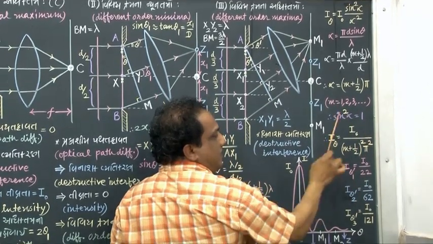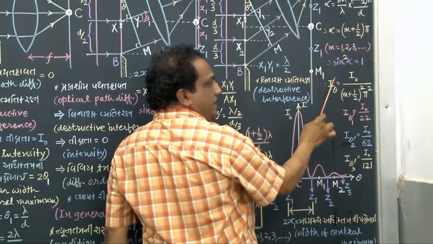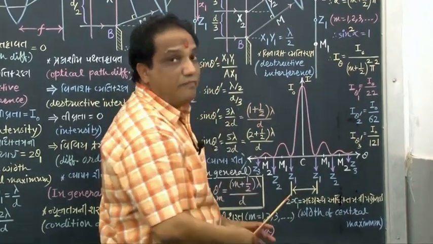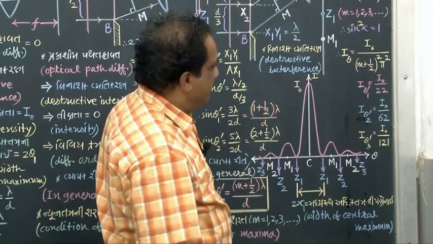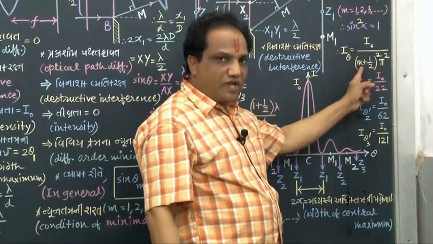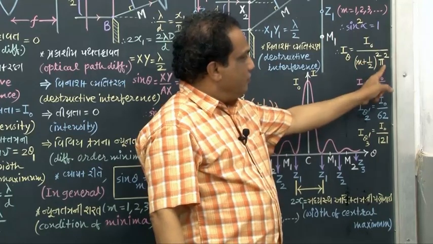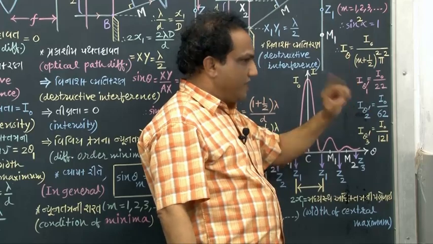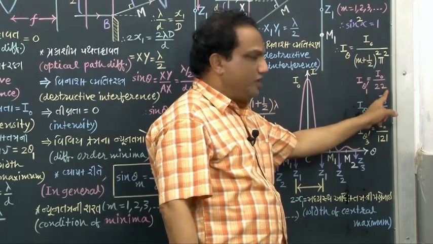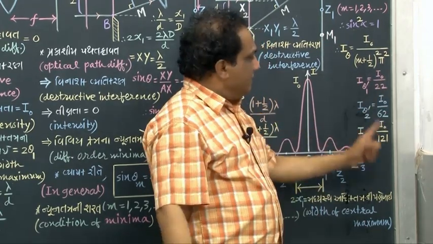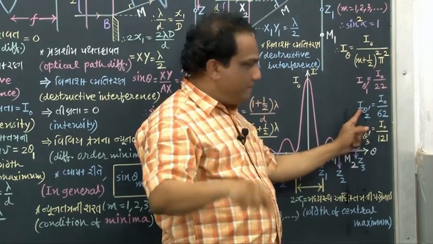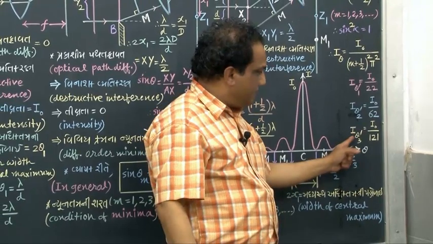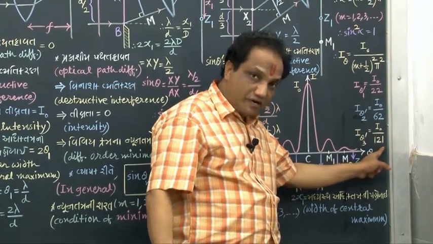Mind well, this formula you should apply for finding the intensity of light for the mth order maximum. Suppose you take m value equal to 1. If you take m equal to 1 and put pi value 3.14 and simplify, you will get intensity of light at the first order maximum as I0 upon 22, approximately. For the second order maximum, intensity is I0 upon 62. For the third order maximum, intensity is I0 upon 121, like that.